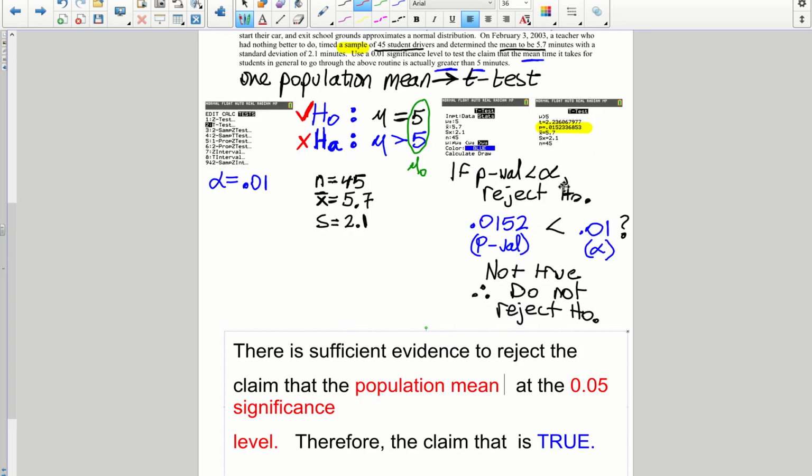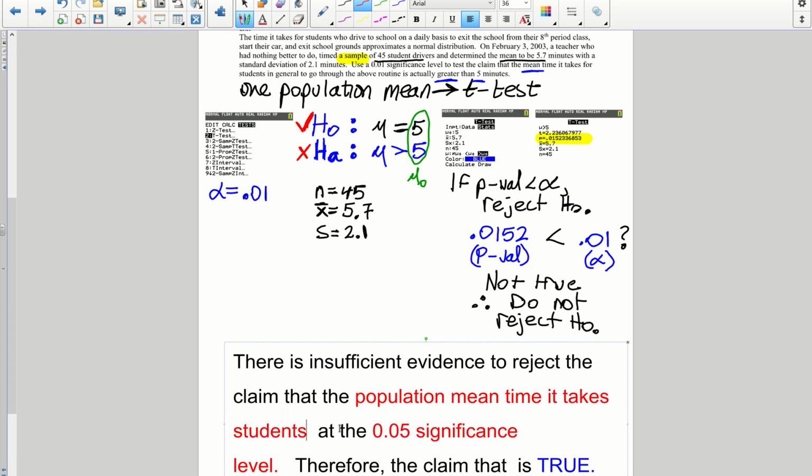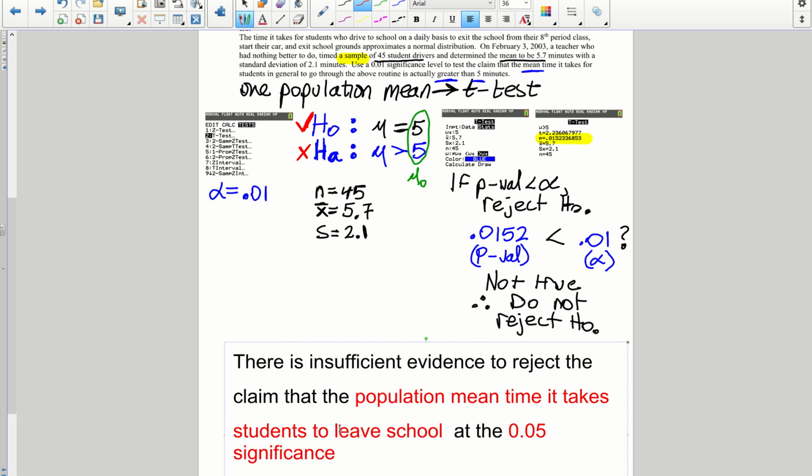So here, what are we talking about? Test the claim that the mean time it takes for students in general to go through the above routine. So the population mean time it takes students in general to go through the above routine, no, I don't like that. So what we could say is there is insufficient evidence to reject the claim that the population mean time it takes students to leave school. I mean, you're still writing, but you're kind of figuring out a way to get the point across without writing as much.